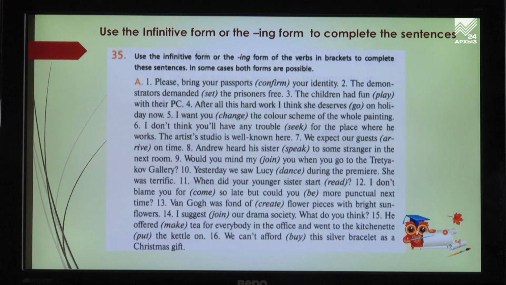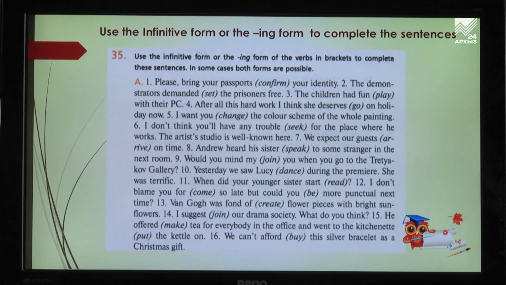The first one, please bring your passport, confirm, in brackets, your identity. Пожалуйста, принеси паспорт, чтобы идентифицировать личность. What do you use? With ing or with to? Of course, right, you are with to. Please bring your passports to confirm your identity. Right, you are.